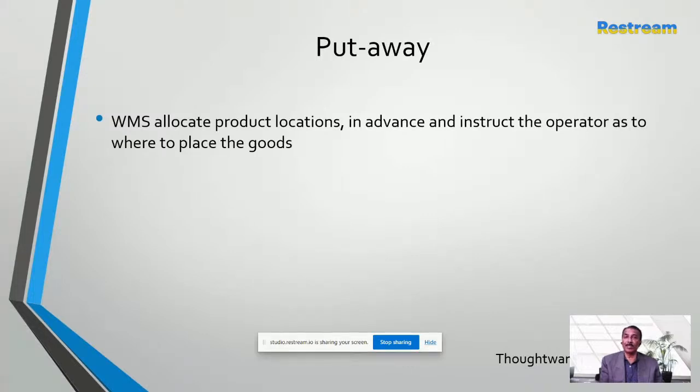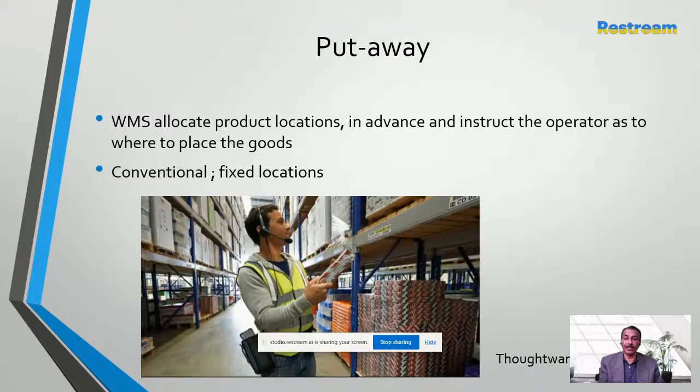Of course, most of the traditional organizations do not use WMS. There are a lot of advantages of using WMS, including random storage location. But in the traditional organization, it's all standard fixed locations. Okay, convention is a fixed location.